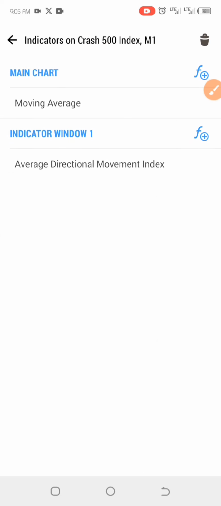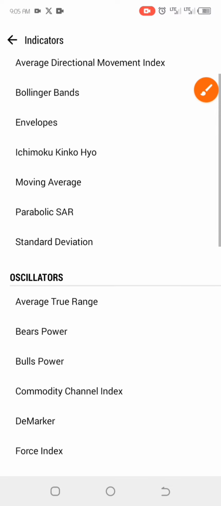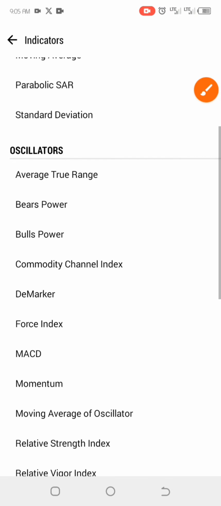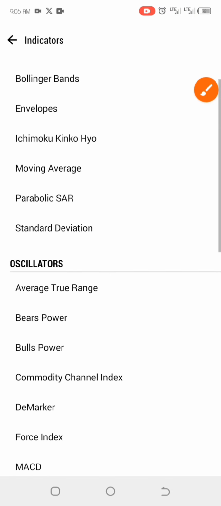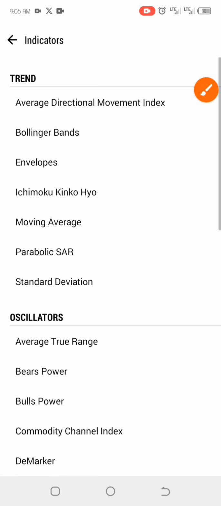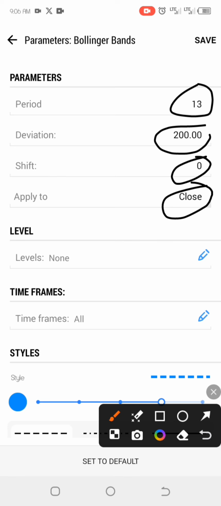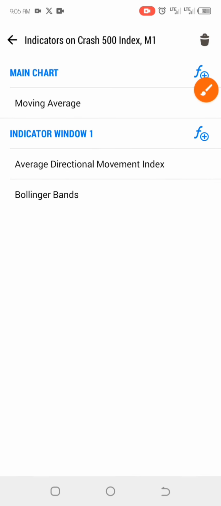Now to the next indicator, we click on this icon again, and we are going to be adding our Bollinger Bands. So this is the Bollinger Bands right at this area. Click on the Bollinger Bands, and these are the properties. Now the period is 13, the deviation is 2.0, shift is 0, apply to close, and for the style, use the color of your choice and click on save. Then you are going to have your Bollinger Bands in your chart.